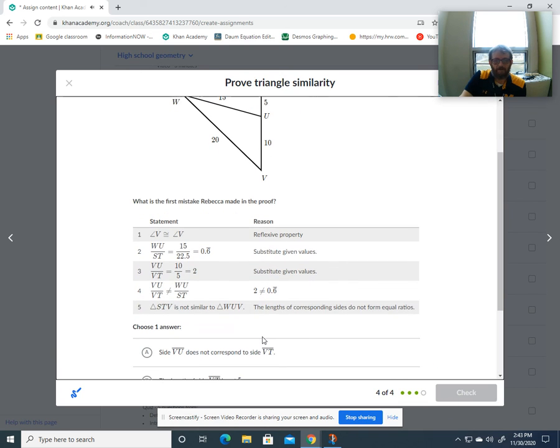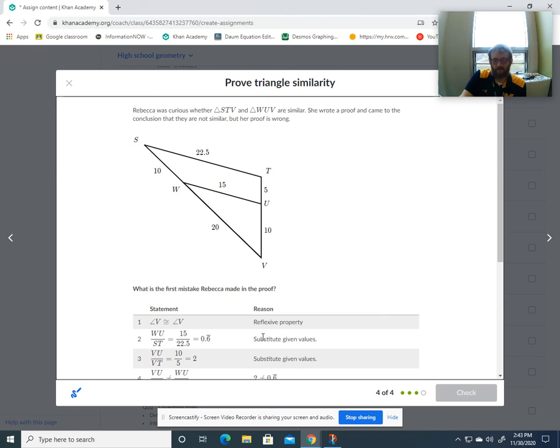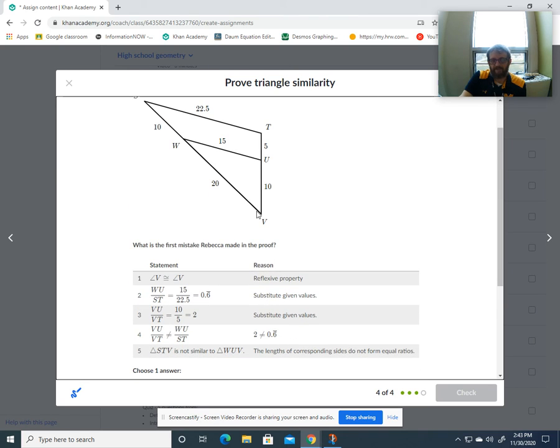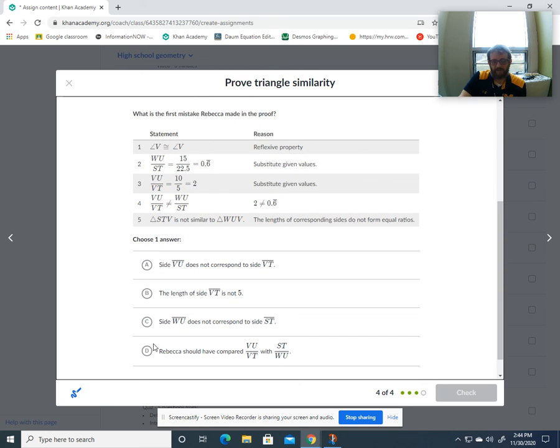Last question. What is the mistake again? Okay, so V equals itself. That makes sense. WU to ST. WU to ST. Those are the correct numbers. That reduces to 0.6 repeating. Okay. VU to VT. Okay, that's the mistake. Okay, VU is indeed 10, but VT should be 15. So the mistake is the length of VT is not 5.